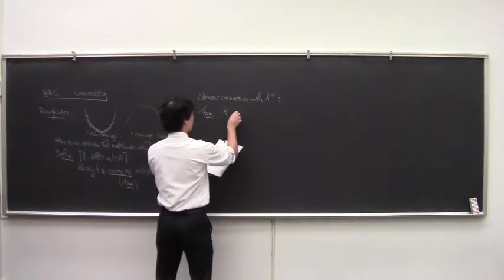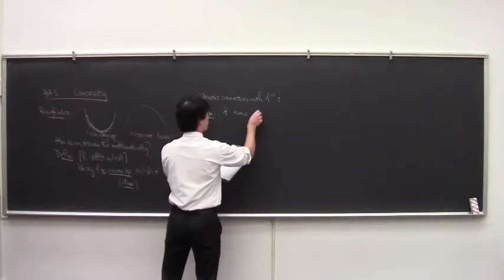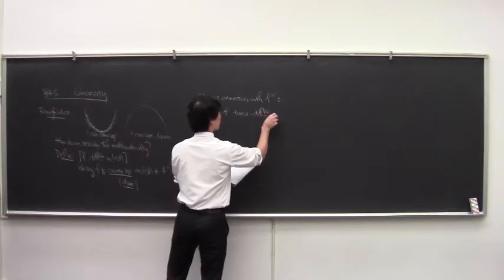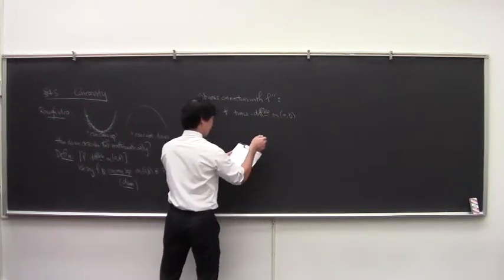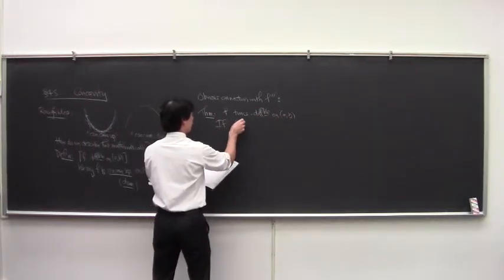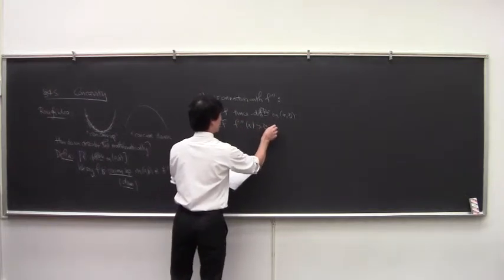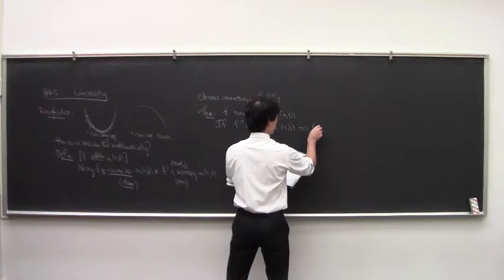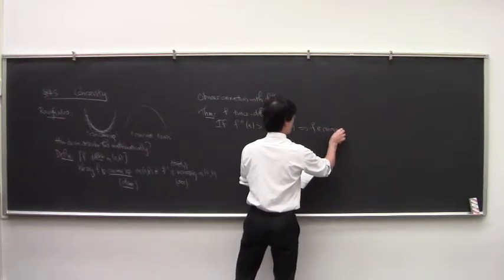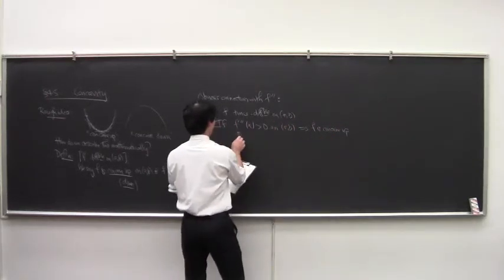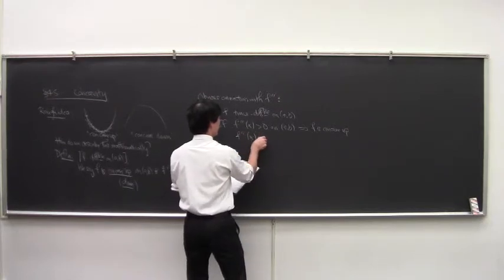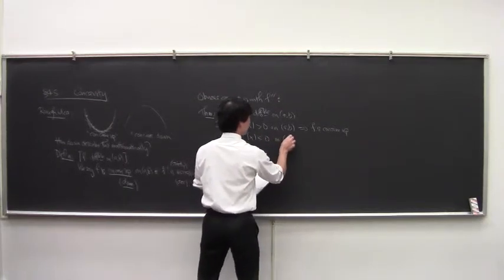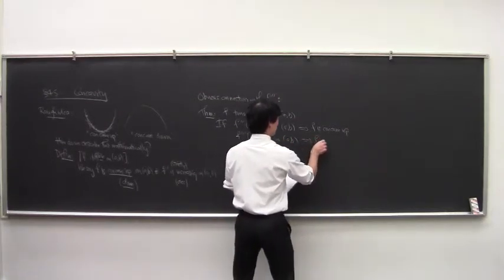If f is twice differentiable, if f double prime is positive on (a, b), then you know that f is concave up. And if f double prime is negative on (a, b), then f is concave down.